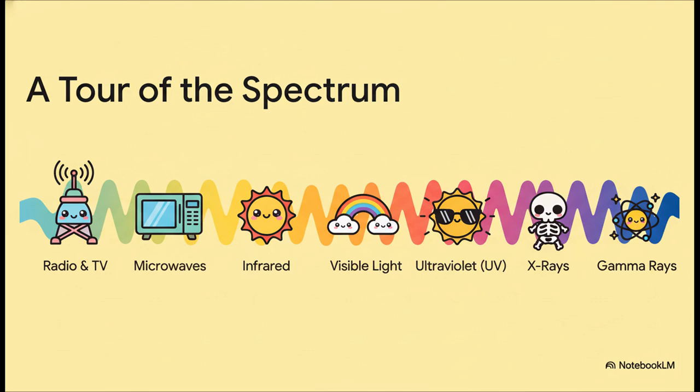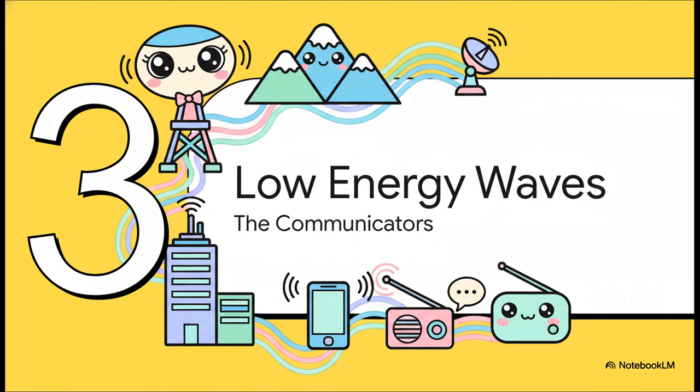Okay, so let's take a quick tour of the neighborhood, shall we? We'll start at the low-energy, long-wavelength end and travel all the way up to the high-energy, short-wavelength powerhouses. We'll start down here with the gentle giants of the spectrum. These waves have wavelengths that can be as long as buildings or even mountains. They're not super energetic, but they are absolutely fantastic communicators.